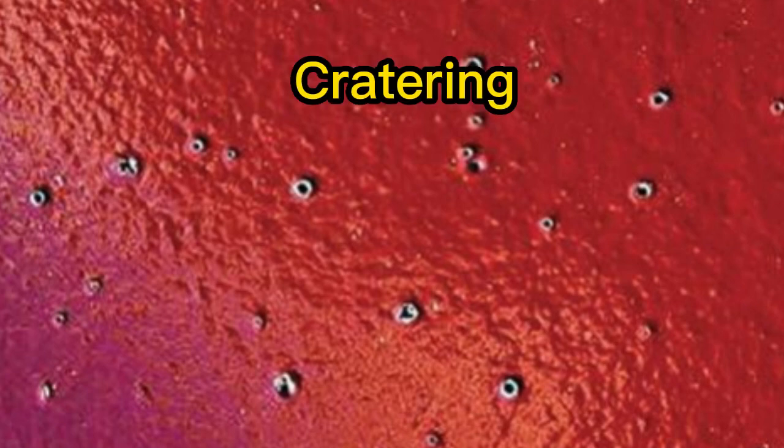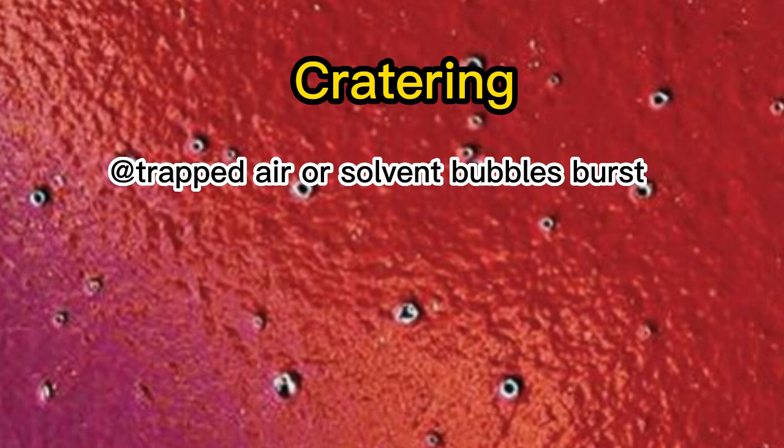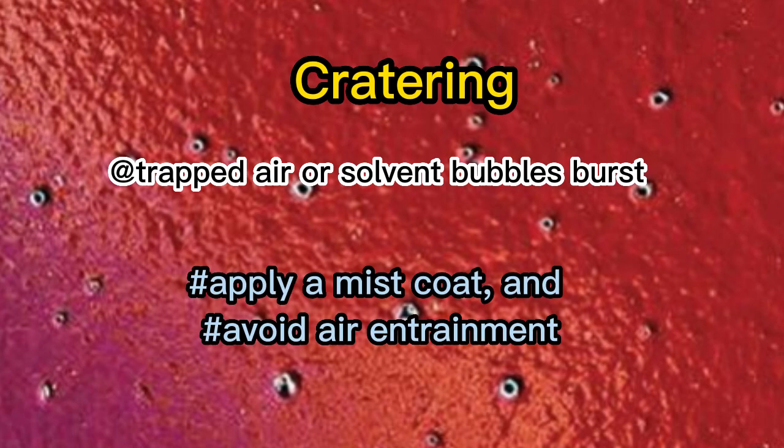Another common paint defect is cratering. Cratering occurs when trapped air or solvent bubbles burst, leaving small craters as the coating dries. The coating has insufficient time to flow into a uniform film. To prevent this defect, improve spray technique. Apply a mist coat and avoid air entrainment during mixing. Add thinners as recommended by the paint supplier.